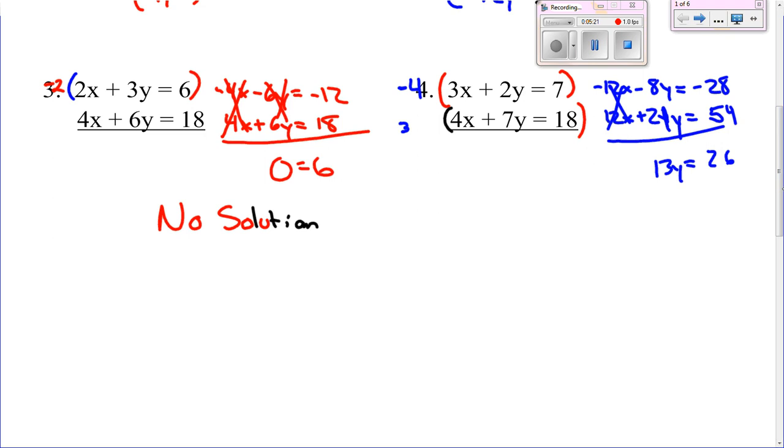Divide by 13. Y equals 2. Take that y equals 2 and plug it into either equation. 3x plus 2 times 2 is 4 equals 7. Subtract 4 over, you get 3x equals 3. Divide by 3, x equals 1. So your answer would be 1, 2.